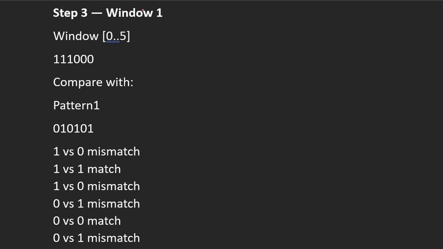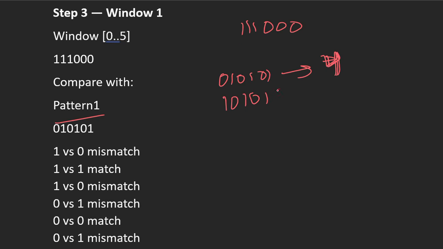Now let's see what is our first window. Our first window is from character 0 to character 5, that is 1 1 1 0 0 0. So with pattern 1, that is 0 1 0 1 0 1, we have got 4 mismatches, and with 1 0 1 0 1 0 we have got 2 mismatches. So what is our current best answer? This is our current best answer, because we have to flip only 2 times to make the string alternating. So our current answer is 2.